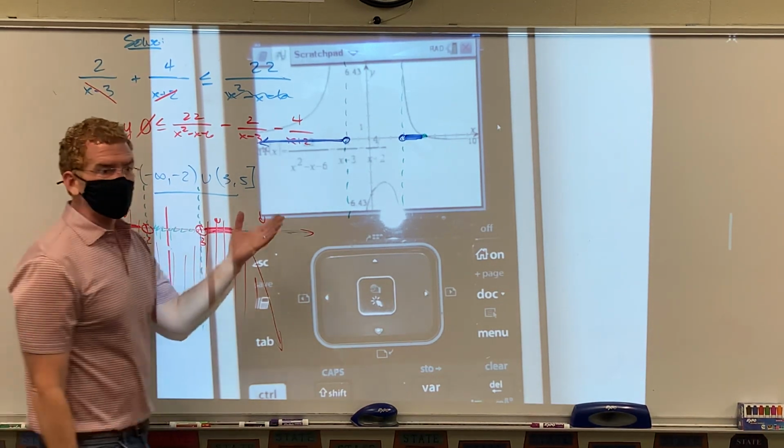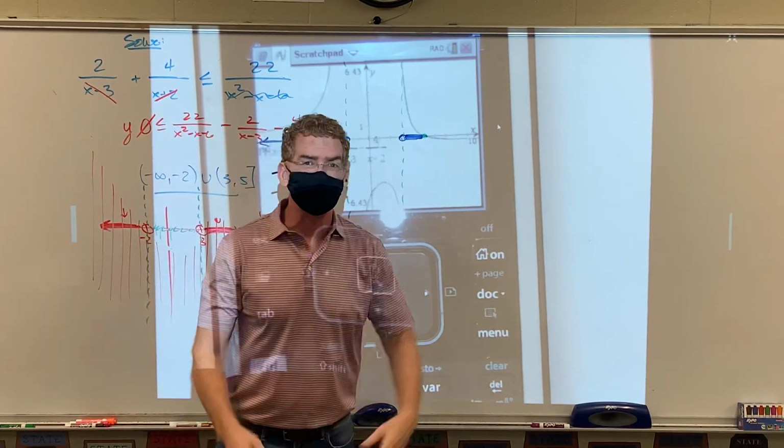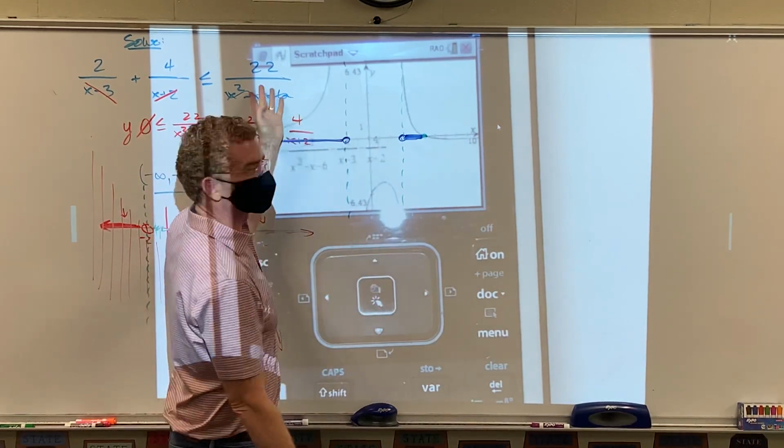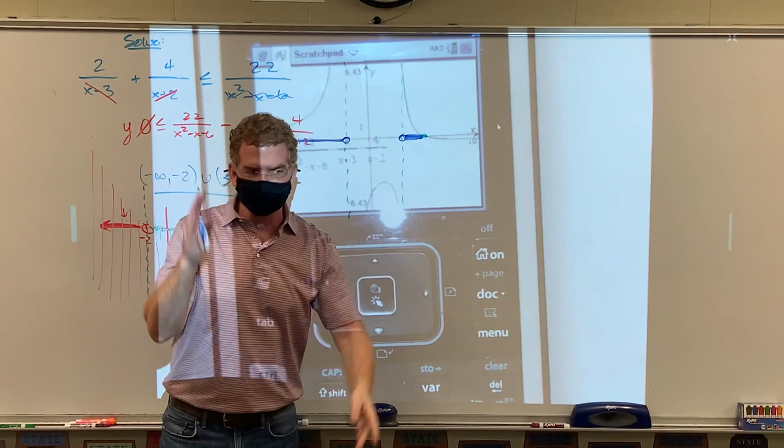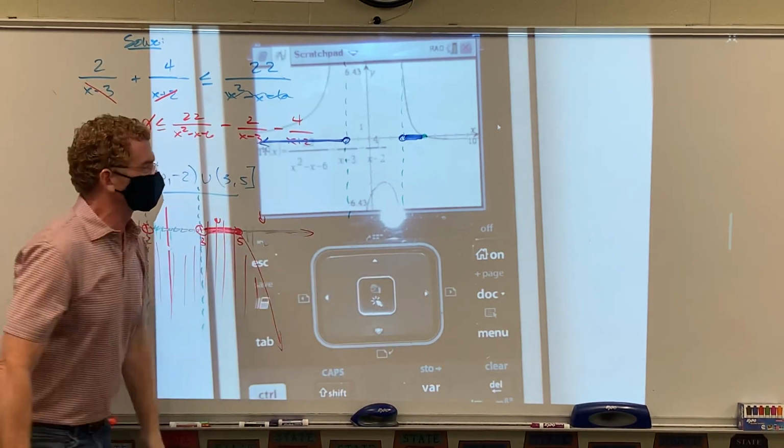So yeah, if it was a polynomial, it would have looked kind of what I did, but I totally wasn't thinking this is a rational function. Rational functions have vertical asymptotes, so obviously the graph is going to look different.